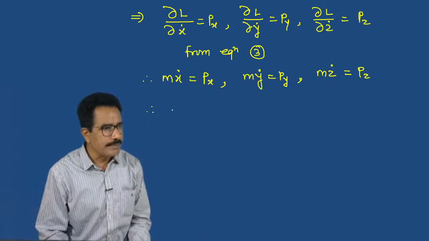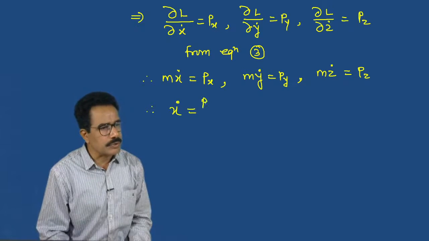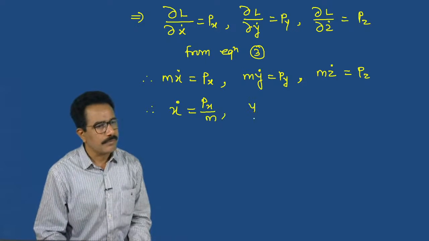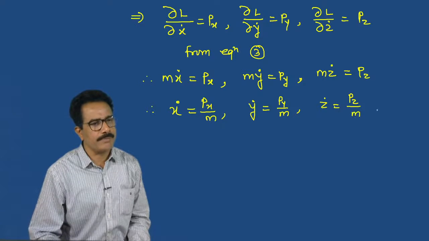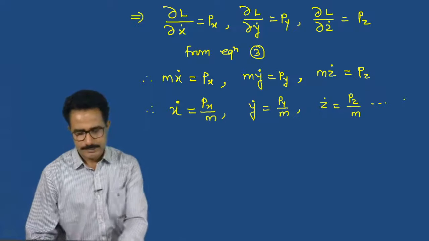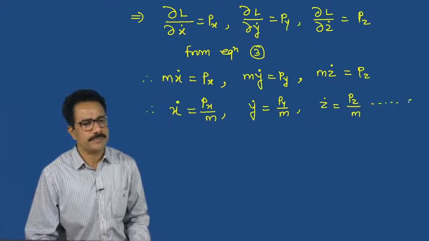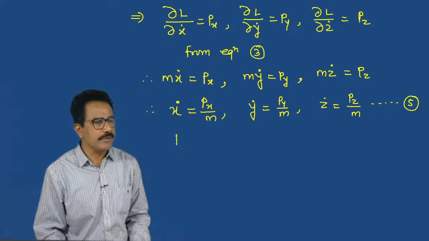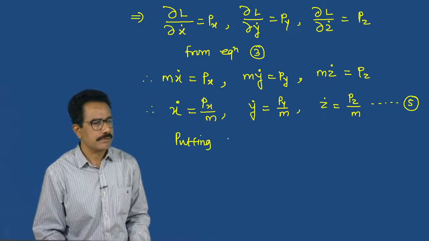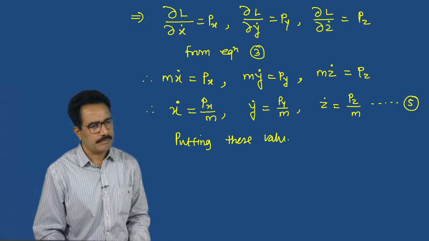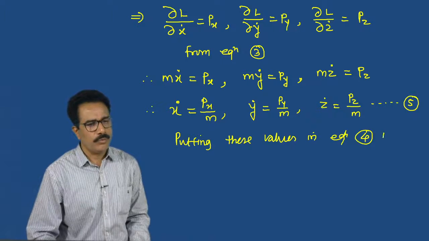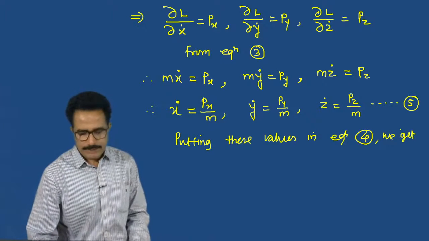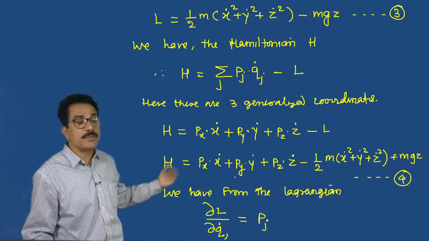So we can write x dot is equal to px upon m, y dot is equal to py upon m, z dot is equal to pz upon m. Suppose I shall write this equation as equation 5. Putting these values in equation 4, we get, now in equation 4, put x dot as px upon m.